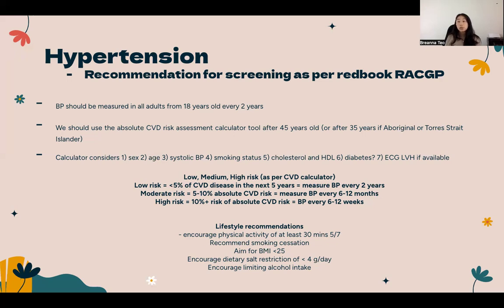Regardless, with hypertension, we can always advise lifestyle recommendations. So again, that's your SNAP-W. So things like encouraging physical activity of at least 30 minutes 5 times a week, recommending for them to stop smoking if they are, aiming for a healthy BMI, encouraging salt restriction, and then encouraging limiting alcohol intake as well.